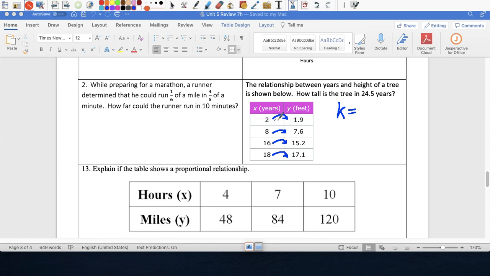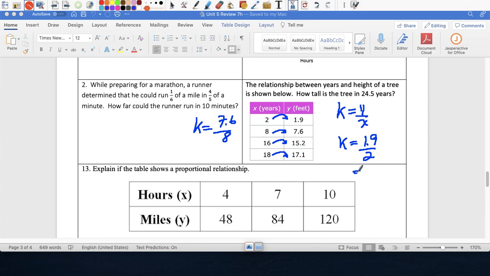Let's just use the first one because they're the smallest numbers. So we're going to do 1, y, remember it's y over x. So k equals 1.9 over 2. I'm going to leave it like that. Now, just to confirm, I'll do one more point. I'll do 8 and 7.6. So it would be 7.6 over 8. Let me see what 7.6 divided by 8 equals: 0.95. 1.9 divided by 2 equals 0.95.